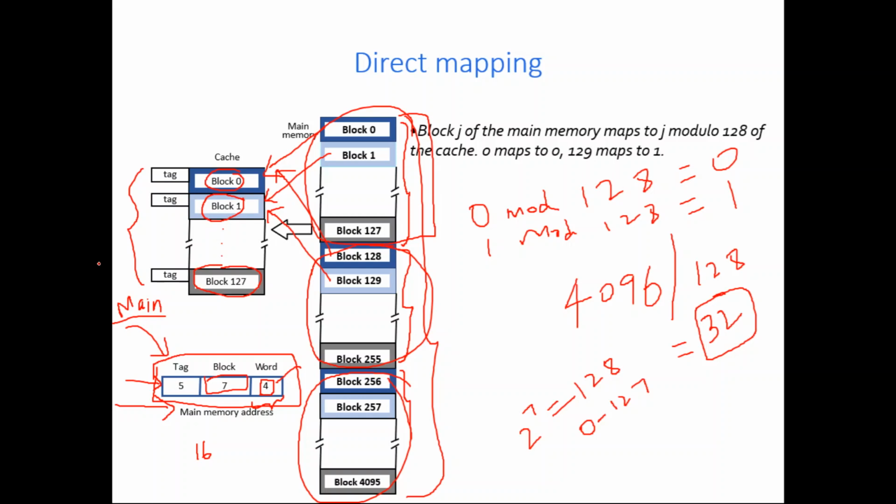With this knowledge, let us jump in. Before that, one more thing I want to say. See here, there are 32 such blocks. So this 32 can be represented using how many bits? 5 bits. 2 to the power 5 is 32, that is 0 to 31.